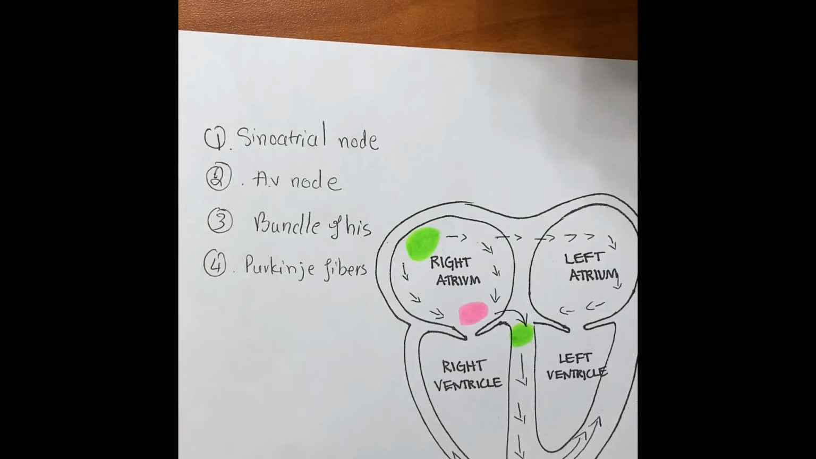The sinoatrial node has the unique ability to generate action potentials spontaneously because their resting membrane potential is unstable. They can automatically get to threshold because sodium will leak into the channel. So they have a long absolute refractory period, during which there will be no action potential.